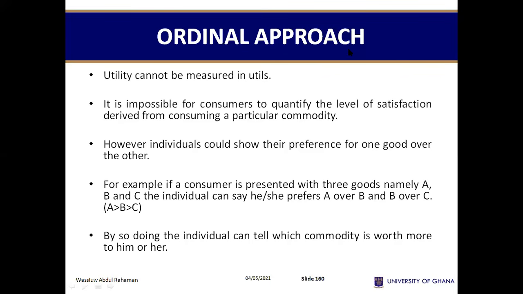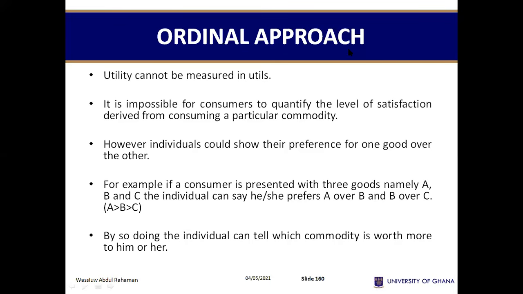However, the individual can reveal preference for a particular commodity over another. So if the individual is asked to make a choice between, let's say, commodity A and commodity B, and the individual says that I prefer commodity A to commodity B, then it means that A gives him more satisfaction than B.